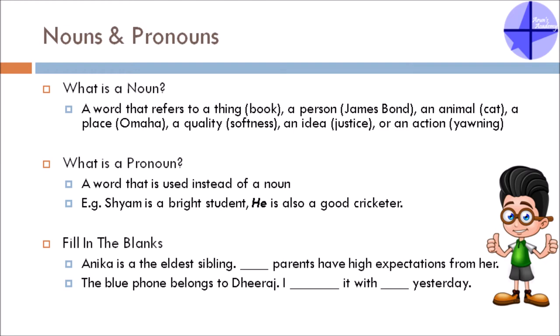Now let's try and fill in the blanks. Let's see how much we know. Anaika is the eldest sibling. Dash parents have high expectations from her.